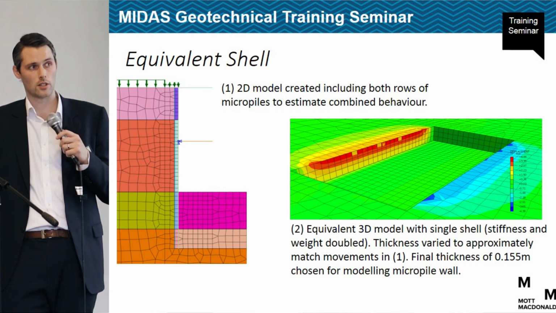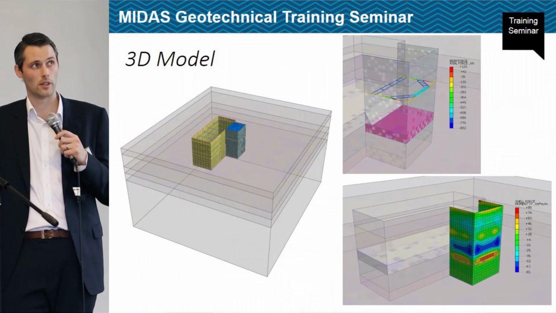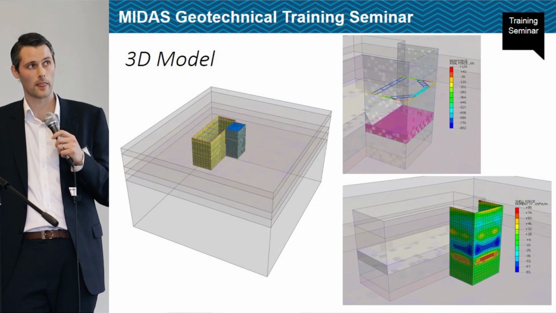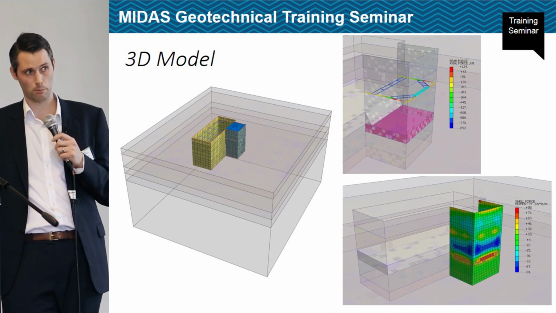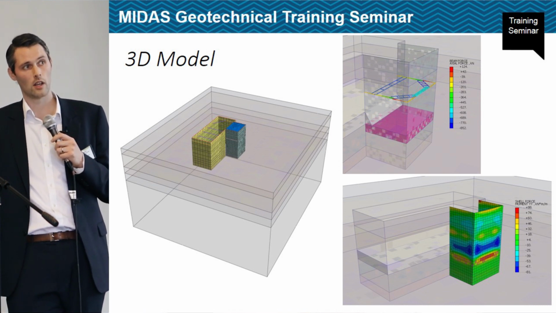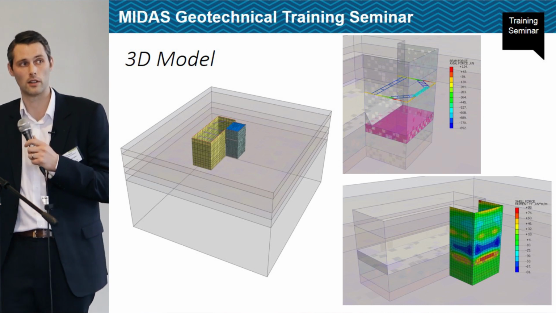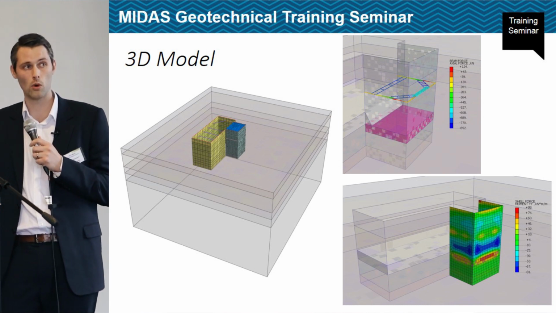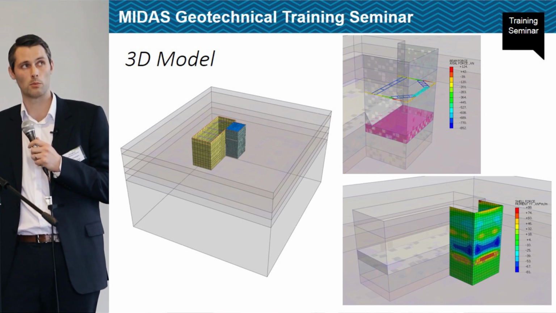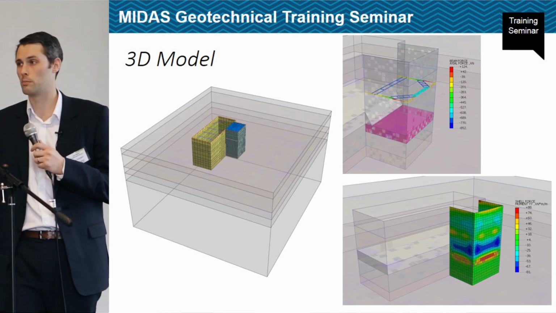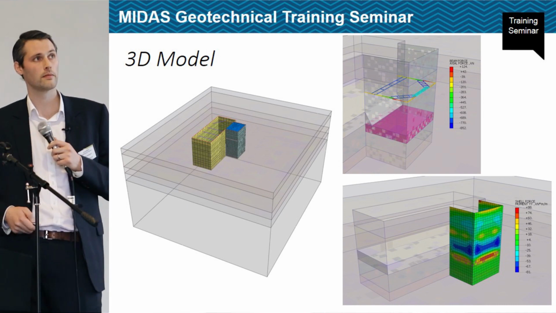So this is just a couple of shots of the 3D model that we ended up with in GTS NX, and on the right hand side are the primary outputs that we were looking at, on the bottom right being the bending in the wall or the micropiles, and on the top right the forces to be taken by the temporary propping.